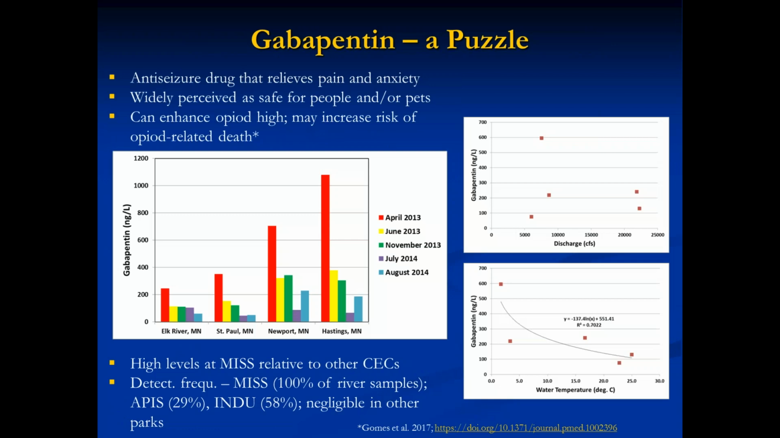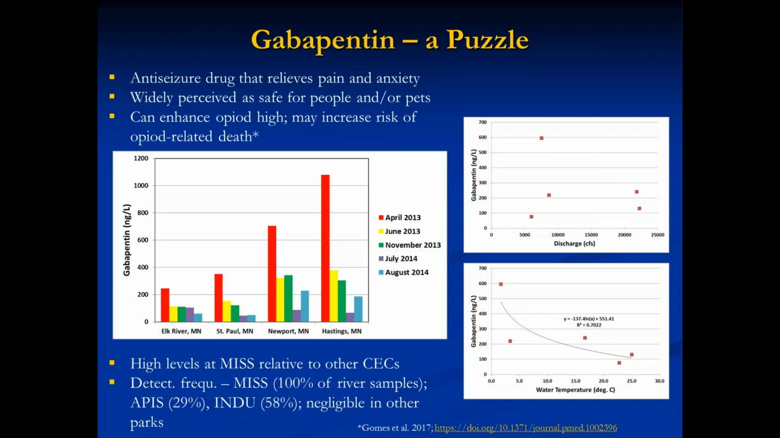Well, I guess I'll talk about it right now. This is one that caught my attention because when we first started doing the sampling in April of 2013, I was the one collecting the samples on the Mississippi River, and we were getting data back. And the levels of this gabapentin were quite a bit higher than other things that we were detecting in those river samples.